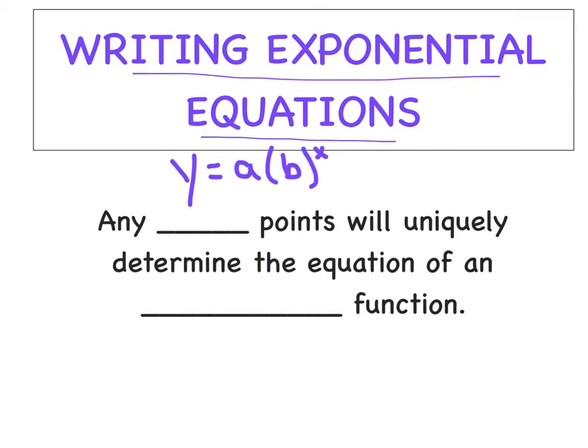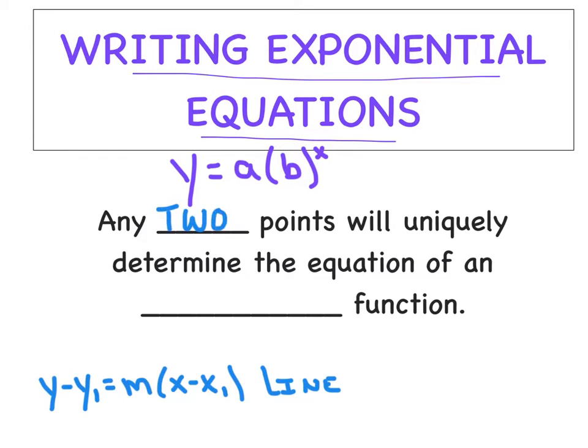It's similar to when we wrote the equation of linear functions back in the day. We used to use the point-slope form that looked like this, and that was for writing the equation of a line. Similar to that, you only needed 2 points, and if you had 2 points, you had enough information to write that equation. The same thing applies today. So we're going to say any 2 points will uniquely determine the equation of an exponential function. And that's an important principle that we're going to build on throughout the video.